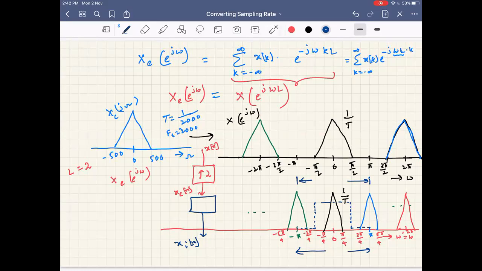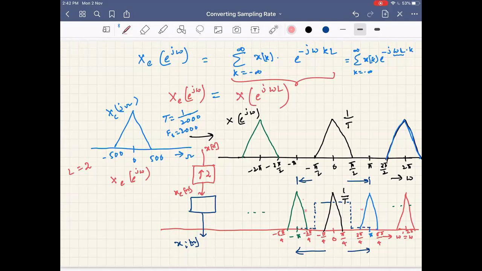Ideally, we would like to avoid this term and this term in the minus pi to pi range. The same thing happens everywhere because the spectrum is periodic with period 2 pi. Any discrete time Fourier transform spectrum is periodic with period 2 pi. So to do that, we can use a low pass filter, right? And what should be the cutoff frequency of this low pass filter? That is the next question, right?